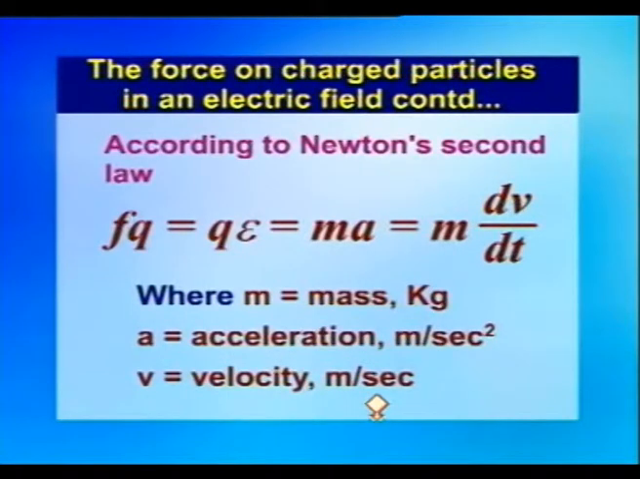In the above expression you have seen ma is equated to m into dv by dt, because a stands for acceleration, which is nothing but differentiation of velocity with time, so that is given as dv by dt here. The solution of the previous equation can be obtained by considering the initial conditions. So first of all, we have to identify what are the initial conditions.